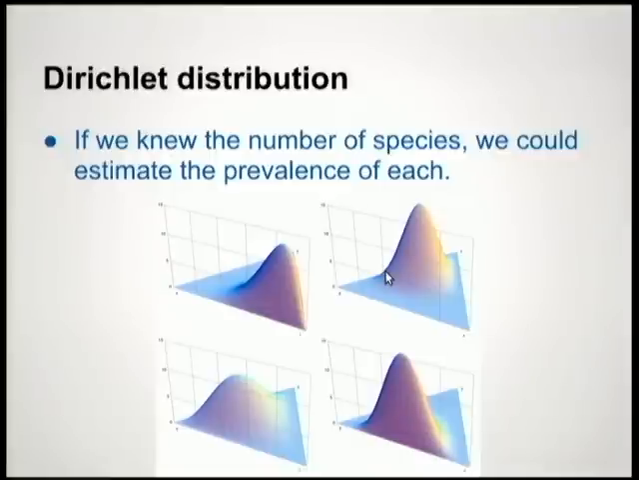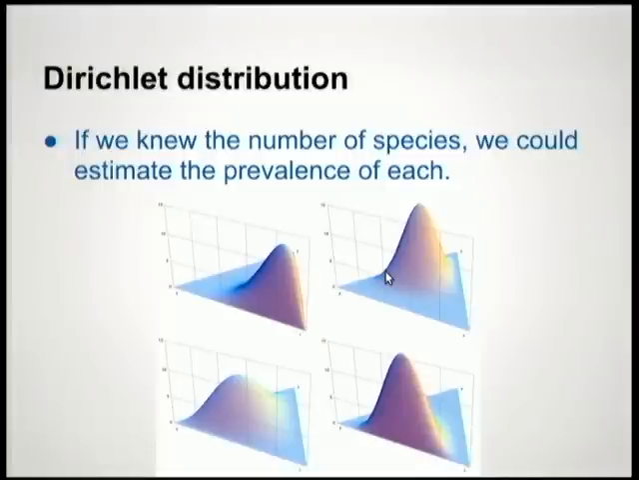Turns out the Dirichlet distribution helps us out with this, which is if you knew exactly how many species there were, then I could get the prevalence of each species from the Dirichlet distribution. I won't go into the details of this. This is going to be a pretty high-level description of what this project is about. But I just wanted to give you a flavor of, by the end of Think Bayes, this is the kind of problem that you can solve with this stuff.